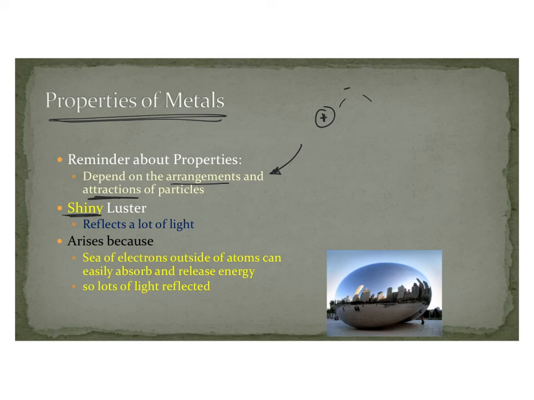So the very first thing that we need to think about as a property of metals is that they are shiny. Okay, they reflect a lot of light. This is because the sea of electrons outside of an atom can readily absorb and release energy. So the electrons out here can take in light and release light, and they can do that very, very easily. That light coming in gets absorbed and then gets put back out as light again. So light coming in, light coming back, that's what makes something a shiny reflective surface. Lots of light gets reflected.